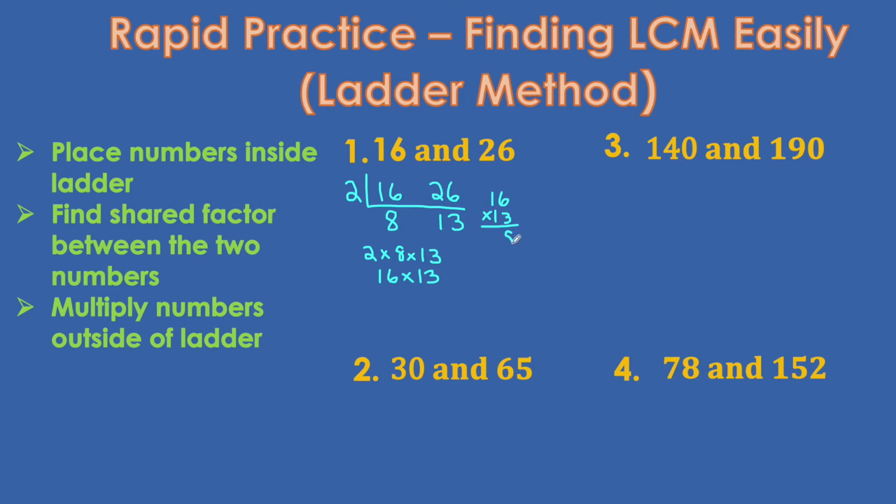3 times 6 is 18. Carry 1. 1 times 3 is 3, plus the 1 is 4. 1 times 6 is 6. And you can put a placeholder in the ones place. 1 times 6 is 6. 1 times 1 is 1. Now we add the digits together. 8 plus 0 is 8. 4 plus 6 is 10. Carry the 1. 1 plus 1 is 2. Our final answer is 208.